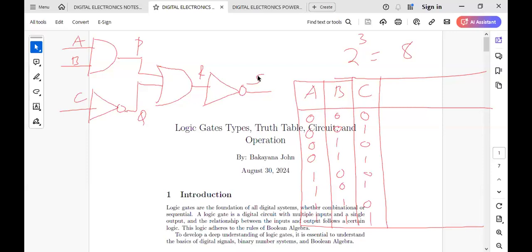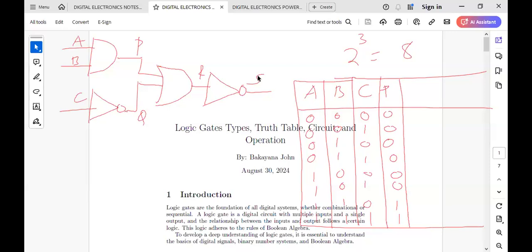Now we subject these inputs to the logic circuit diagram. We first deal with AB. AB gives us P. It is an AND gate. We shall multiply A times B, 0 times 0, 1 times 0. You tell me in case I make a mistake. Am I right?